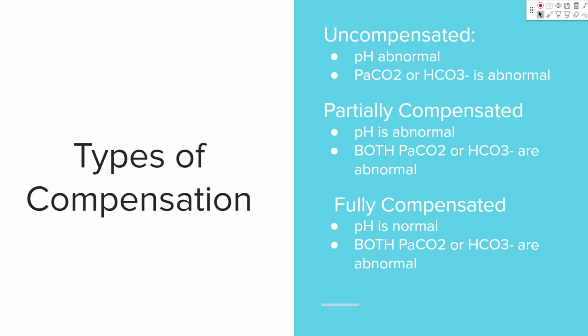And then we've got the fully compensated, and this is where the pH is actually going to be normal, but again, both of the PaCO2 and the HCO3 are going to be abnormal because the system has compensated for the other in order to make the pH normal, but they themselves are outside of the normal ranges because one is trying to compensate for the other.